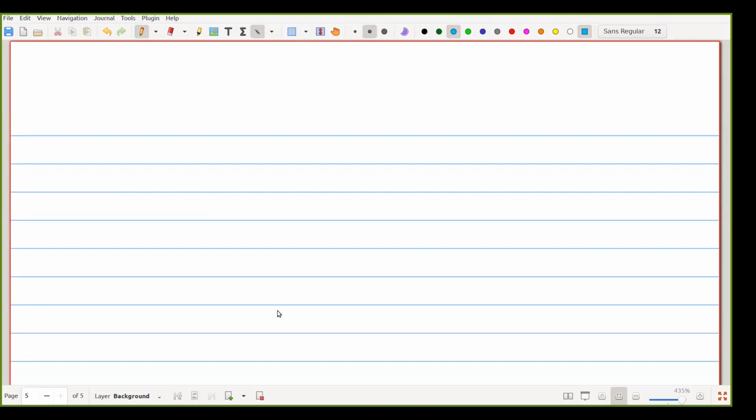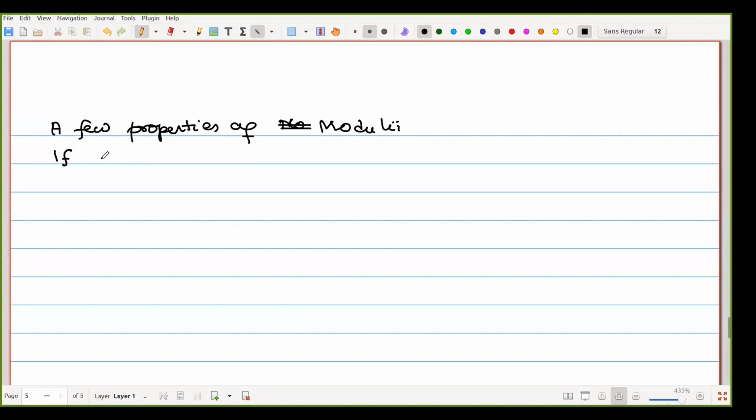At that moment, I am describing some properties of modulus of a complex number. That means we can write out a few properties of moduli. Next one, suppose three complex numbers Z1, Z2, Z3 are given.